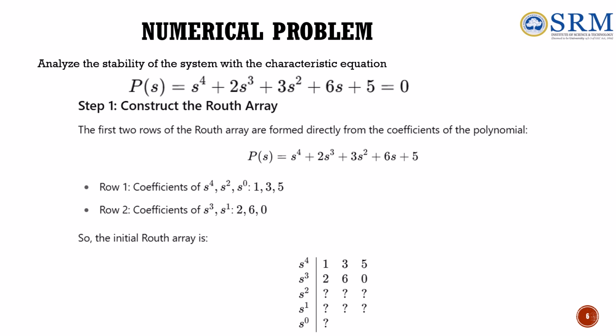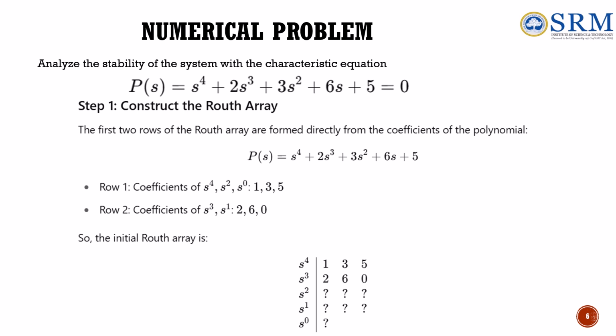Next, we are going to look into a numerical problem on the Routh-Hurwitz criterion. This problem involves the special case of the first element of a row being 0. So the problem is: analyze the stability of a system with the characteristic equation Q(s) = s^4 + 2s^3 + 3s^2 + 6s + 5 = 0.